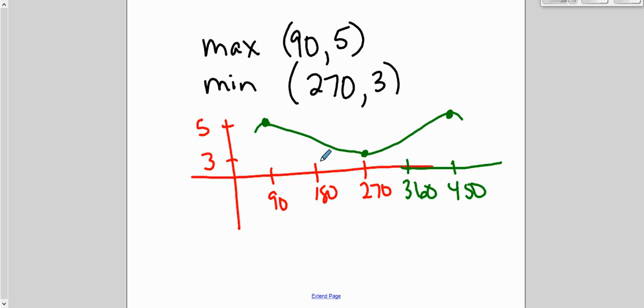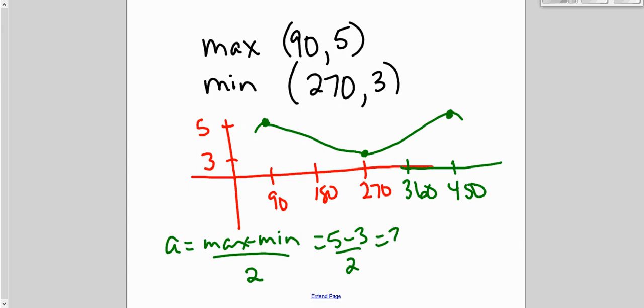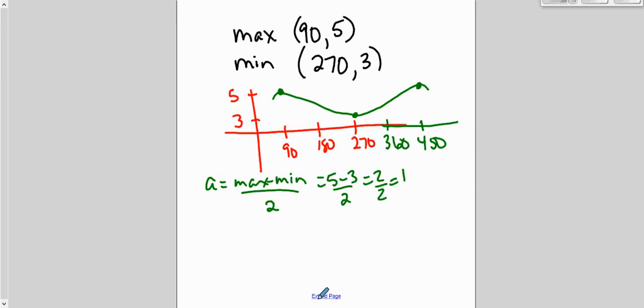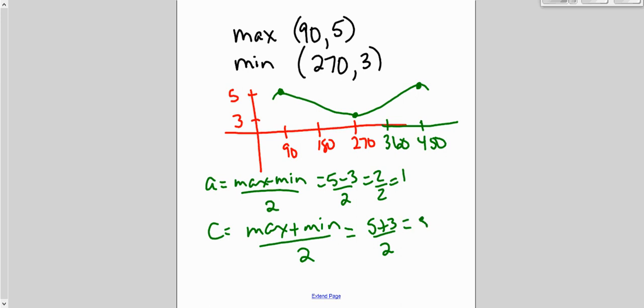I can figure out my amplitude, remember, is max minus min divided by 2. So 5 minus 3 divided by 2. I can figure out my C value by going max plus min divided by 2. So 5 plus 3 divided by 2, which is 8 over 2, which is 4. That makes sense because 4 is right in the middle.